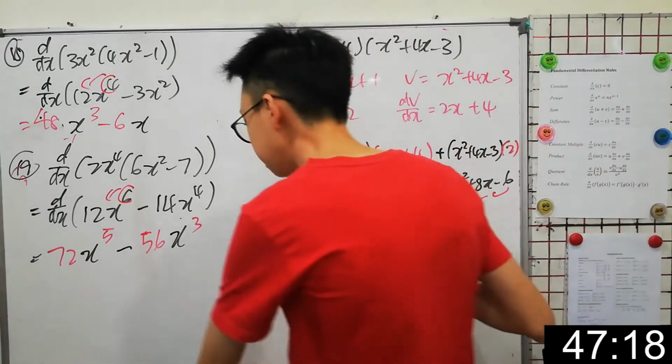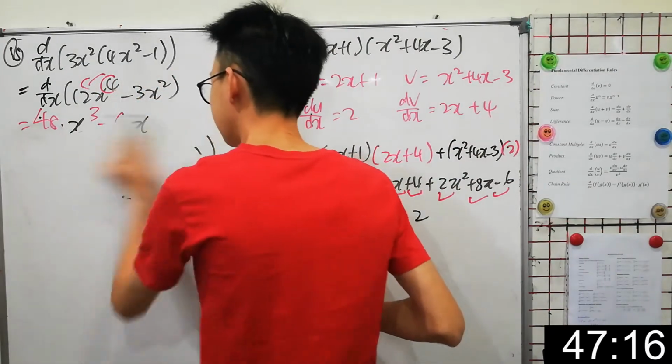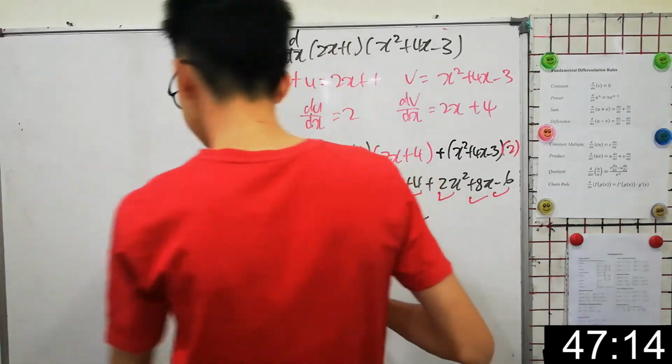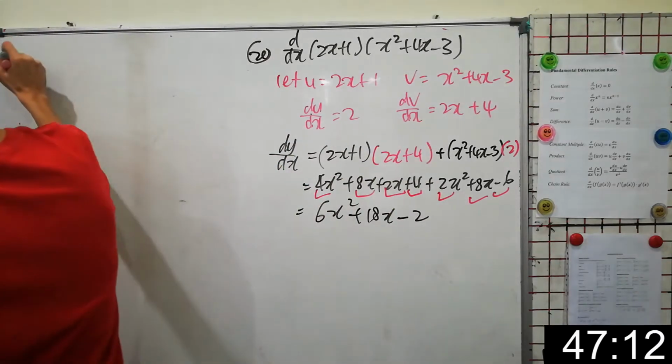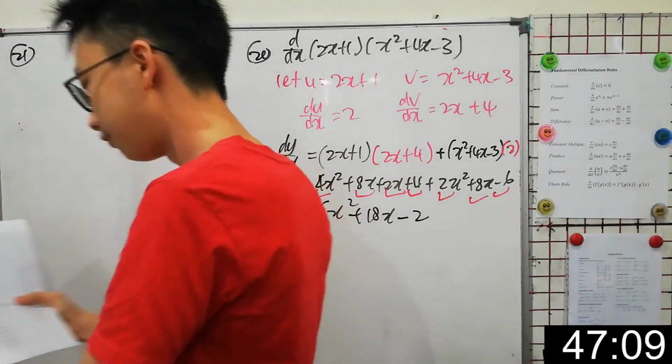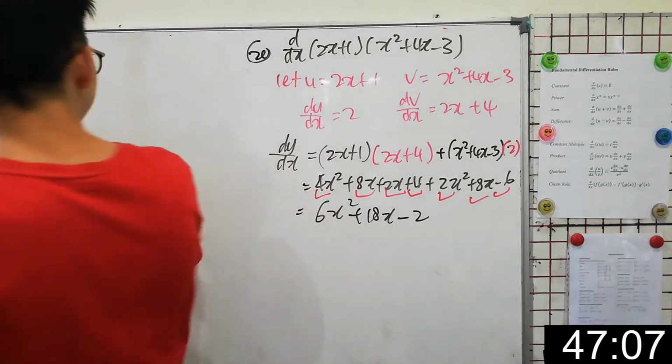Okay, 21, we still have the product rule. Okay, number 21. We still have 47 minutes. I think we are doing very good.